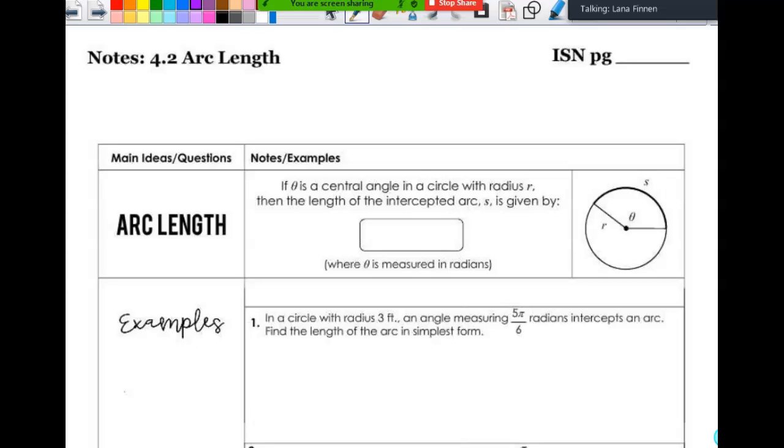So today we're going to talk about arc length. Arc length is not a brand new concept for you. You definitely talked about it in geometry, but when you did it in geometry, you for sure used degrees. You may have done some with radians, but probably not. But in that big unit of circles, that's when you talk about arc length and sector area, and then that's what gets you into radians and all that good kind of stuff.